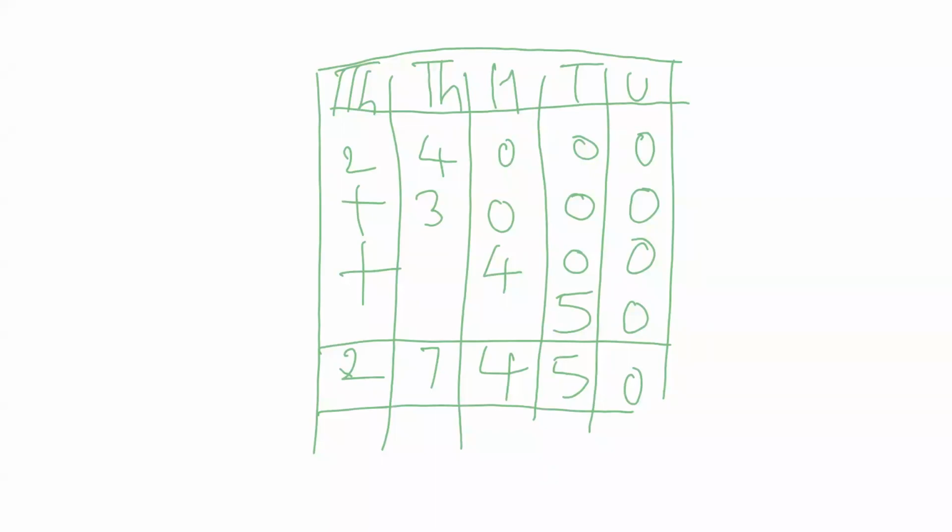Any doubt? Hope everyone has understood. Now, let us solve one word problem. Now, the word problem is: the cost of one chair is rupees 650.